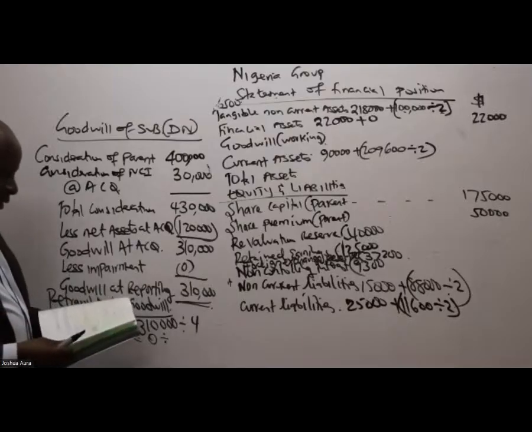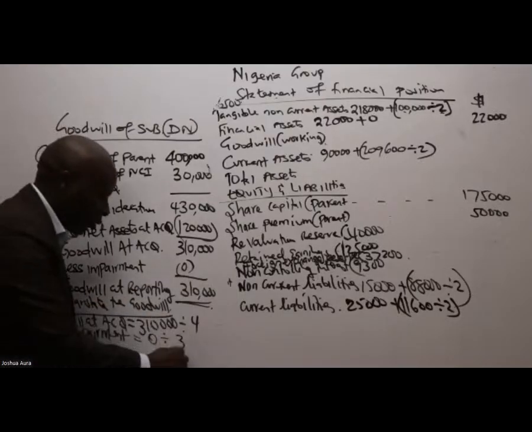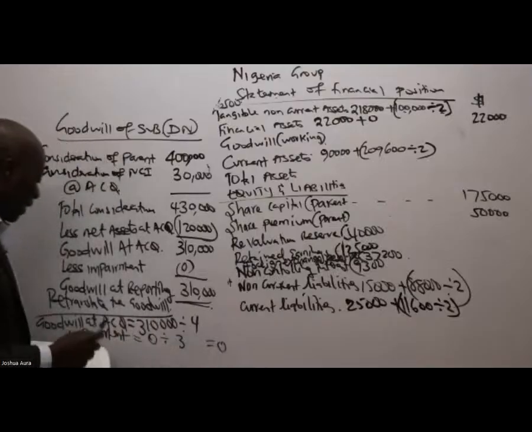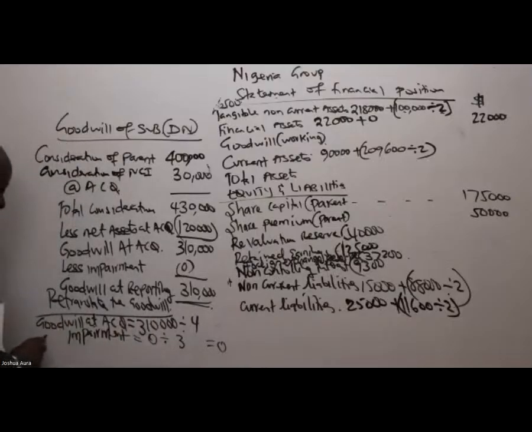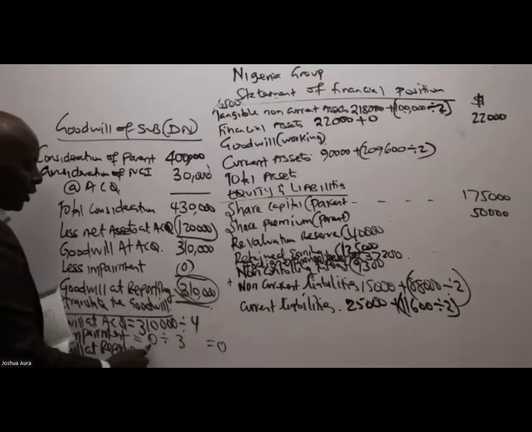For your revision, the third one will of course be 0. And then lastly, we have goodwill at reporting. Goodwill at reporting is still 310,000.